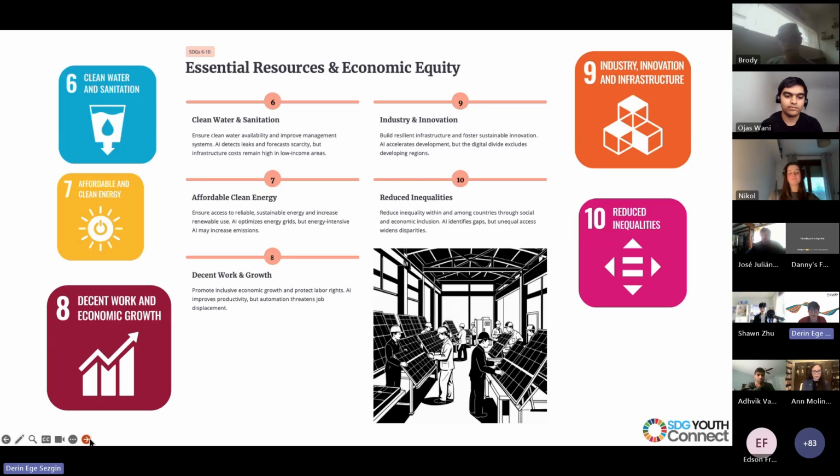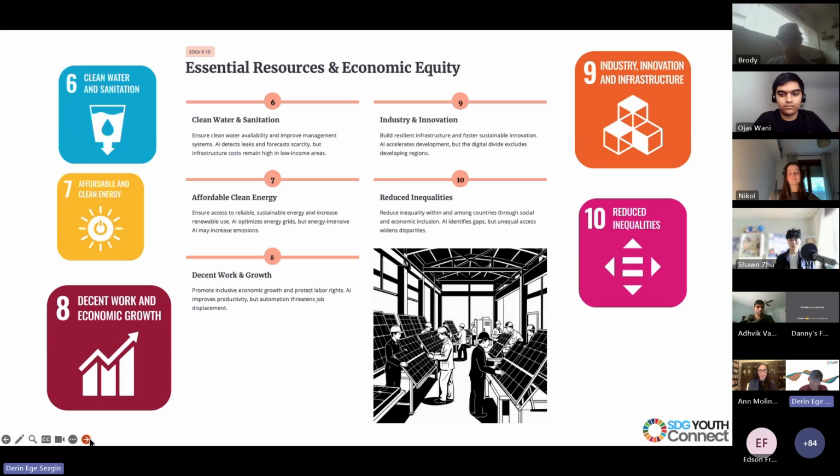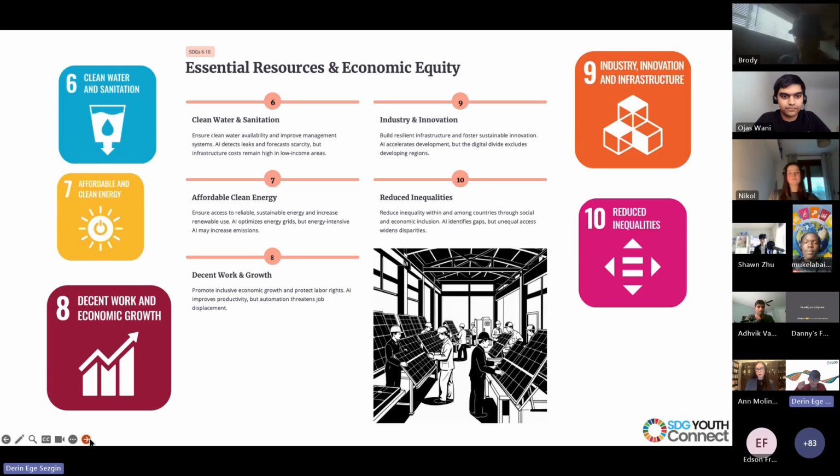SDG 8 is decent work and economic growth, defined simply as promoting inclusive economic growth and protecting labor rights across the world. These include having a set wage amount, a minimum wage adjusted based on inflation, and also improved productivity through AI. But the sad thing is that AI automation threatens job displacement if we do not adapt in the right way.